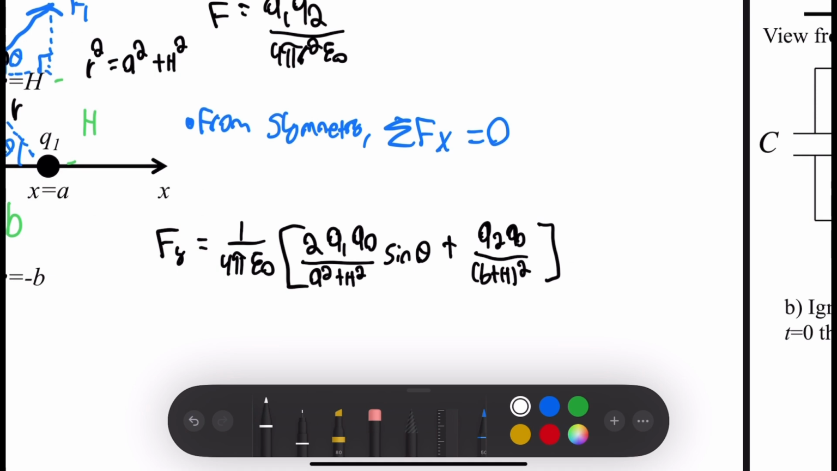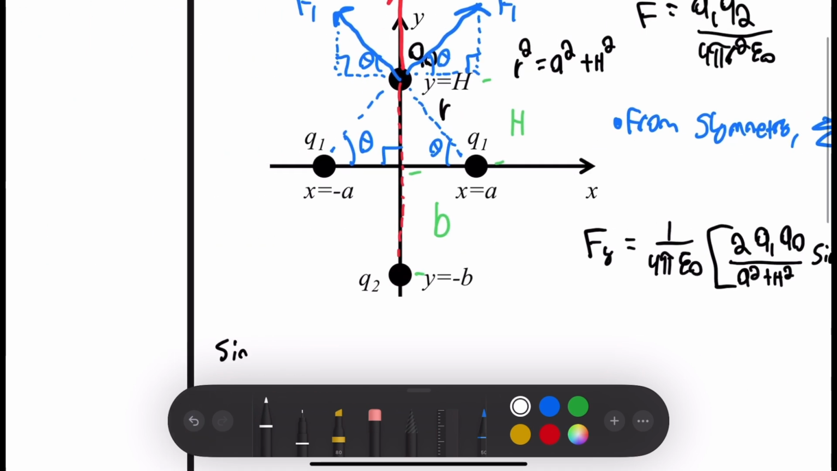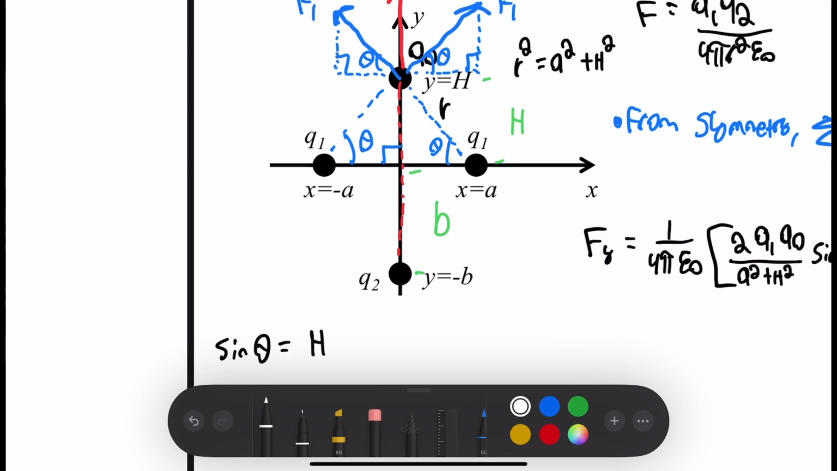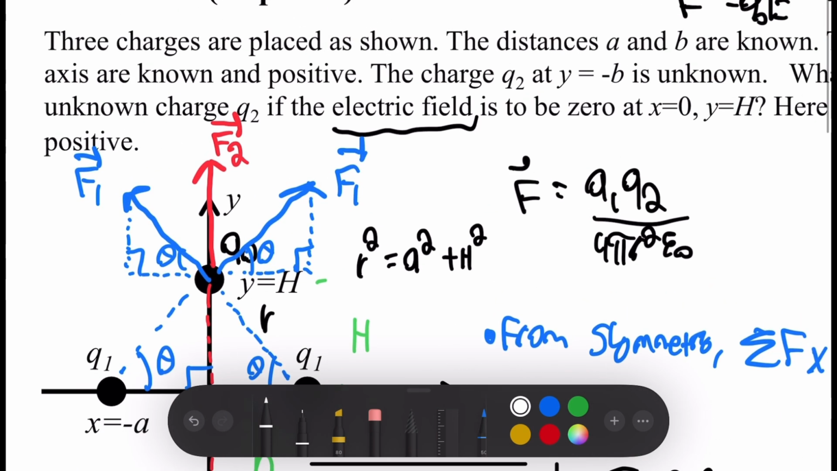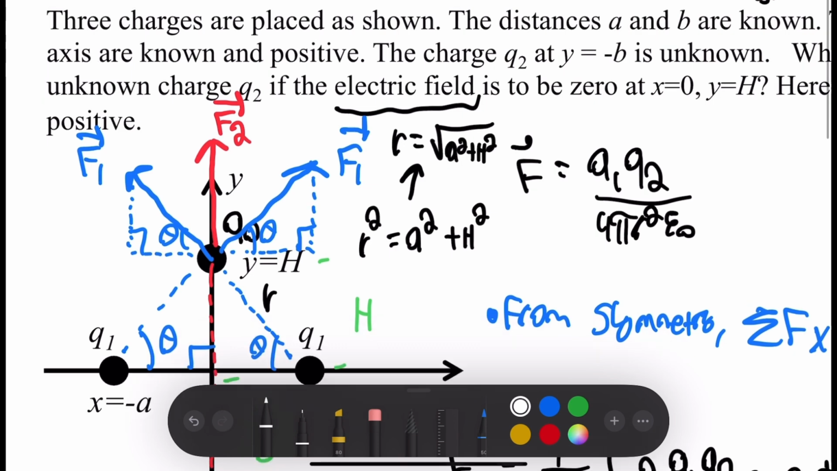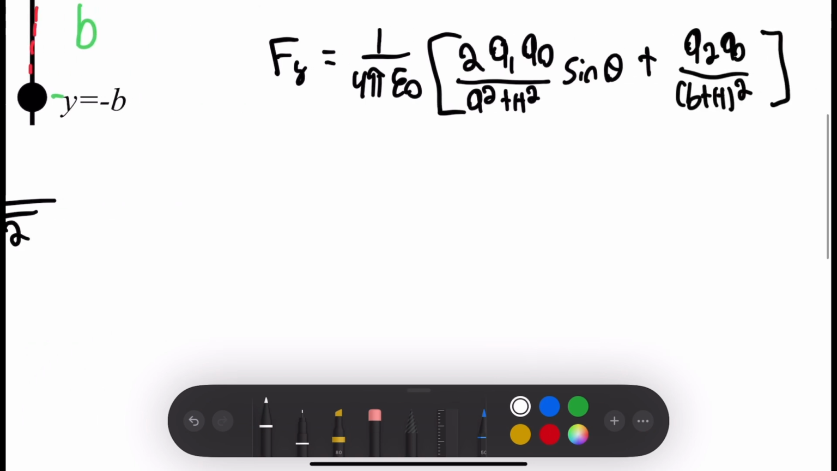But before we can do that, we need to find what sine of theta is. So sine of theta is opposite, which is going to be H, over hypotenuse, which is just the radius. So I can just take the square root here of both sides. So radius is the square root of a squared plus h squared. So that's what's going to go down here.